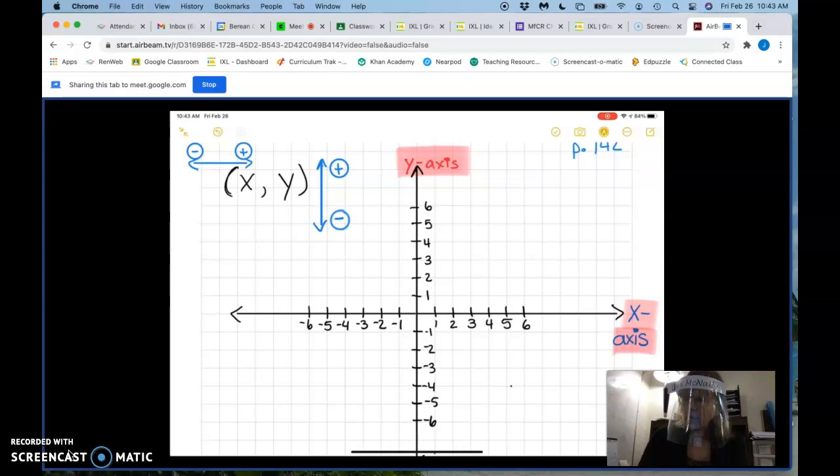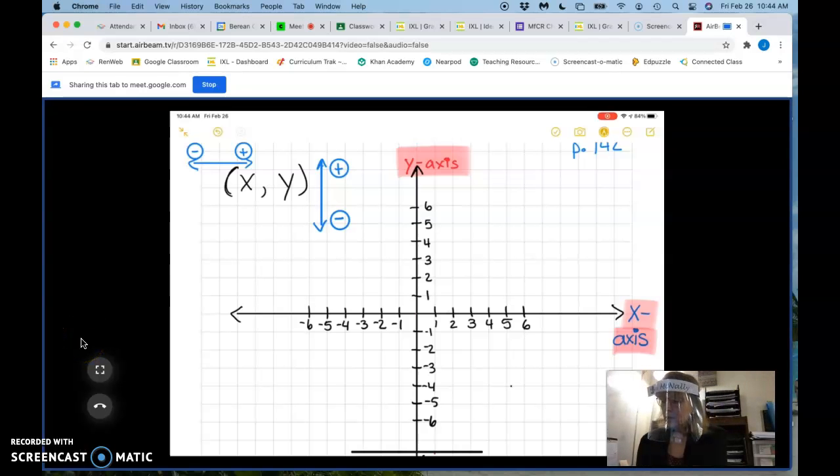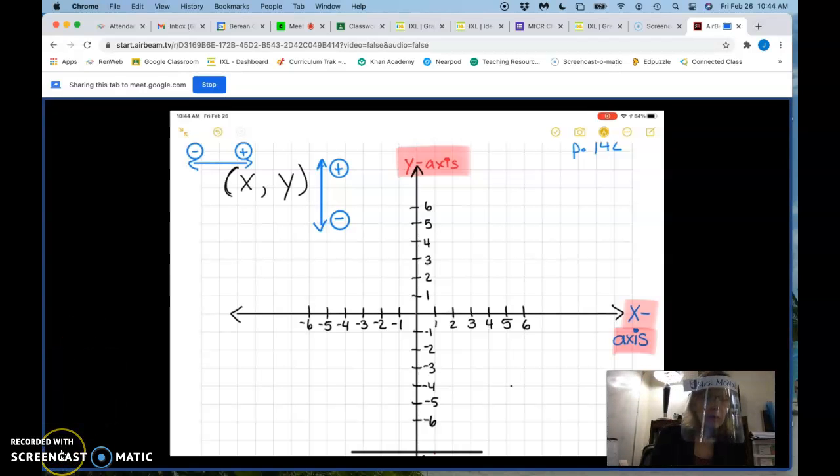So I'm going to leave this right here for you to look at while you work on your IXL. And you're going to practice plotting those points. And you're going to let me know if you have any questions.